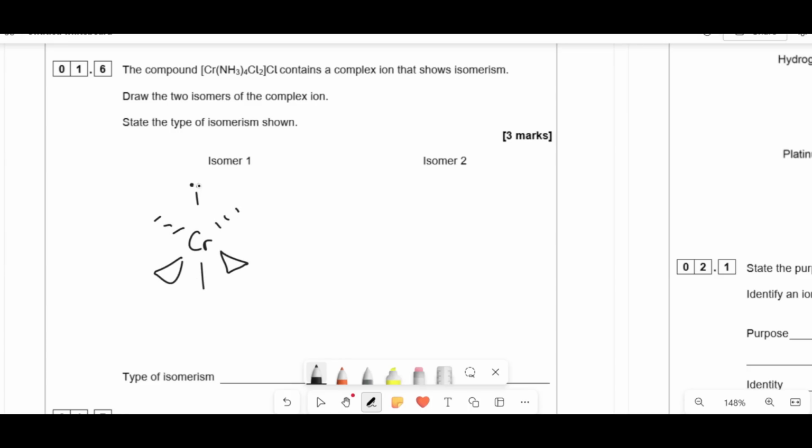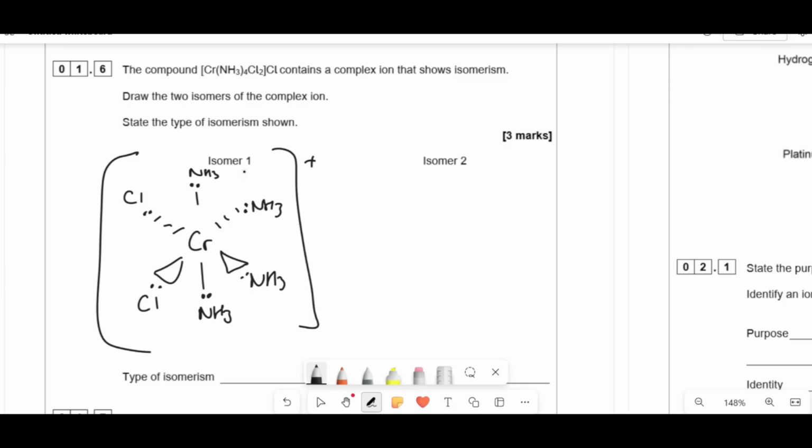I usually start by forcing myself to draw the lone pairs, and then the rest can come on after. So like that. And the overall charge of that is a plus. So there's one of them. And then the other one is simply where these Cls are together.